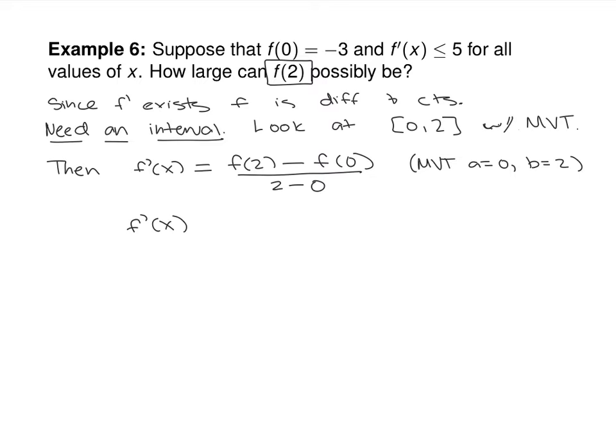Aren't you given some more information? You're told something about f of 0, aren't you? What's f of 0 equal to? So that's going to be f of 2 plus 3 over 2, since f of 0 equals negative 3.